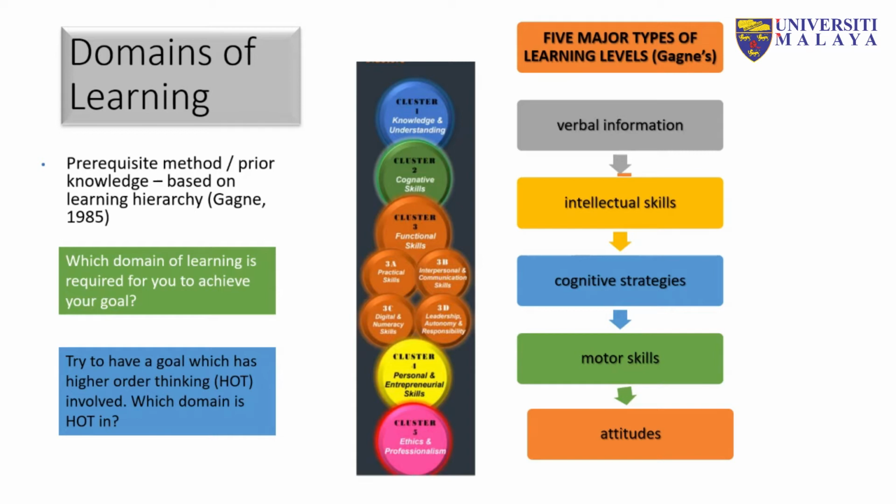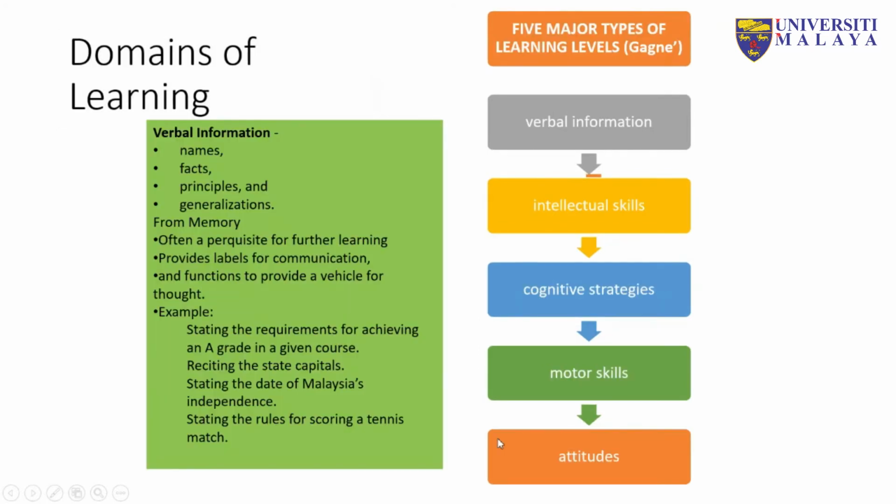In the MQF clusters, now we've got clusters everywhere from COVID to MQF clusters. We have the knowledge domain, knowledge and understanding, which maps perfectly with verbal information. Cognitive skills is intellectual and cognitive strategies in instructional design. And we have certain other functional skills which may map to the motor skills that you need. And there's also ethics and professionalism, which will probably map with attitudes.